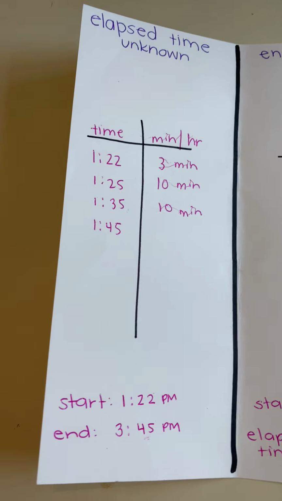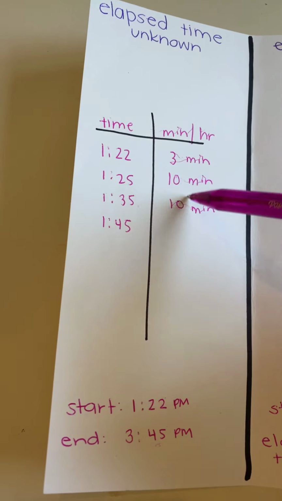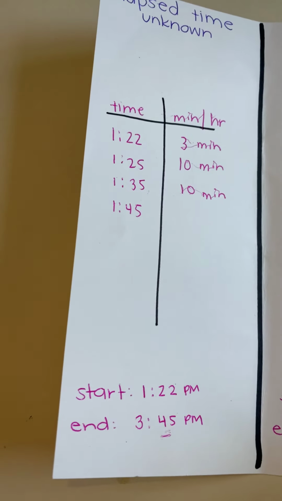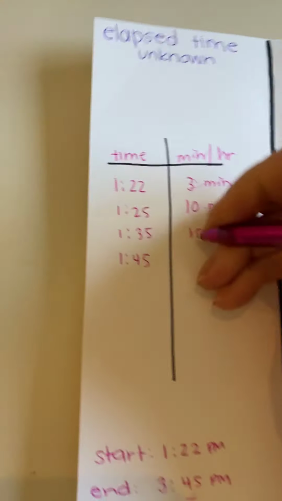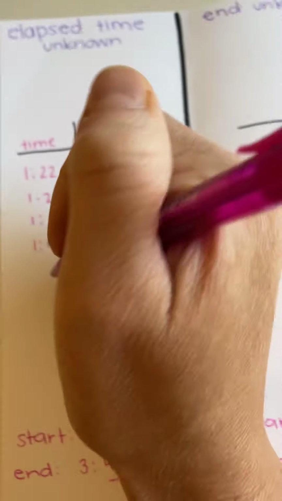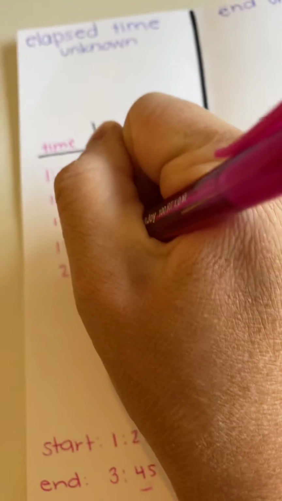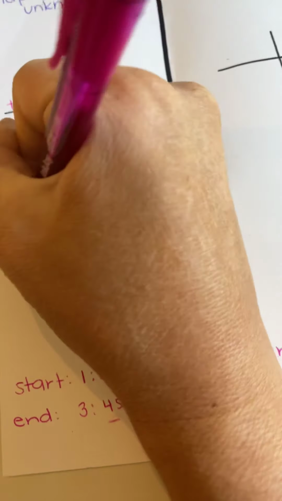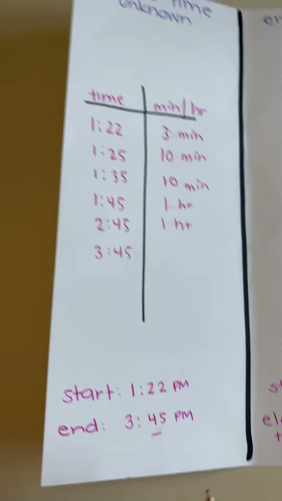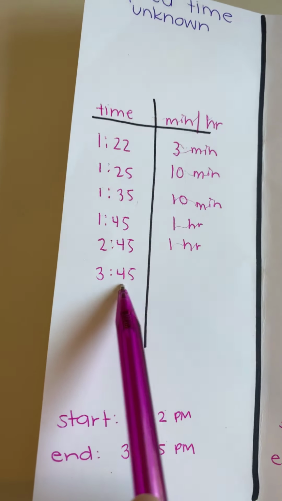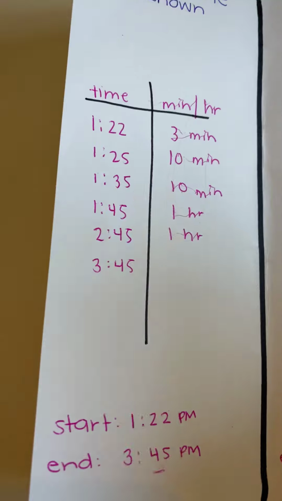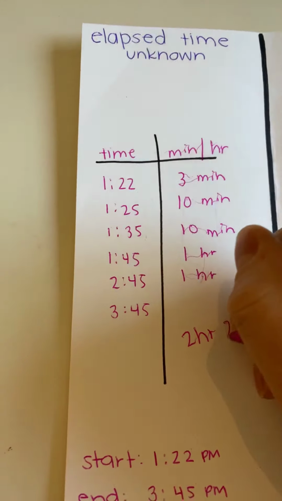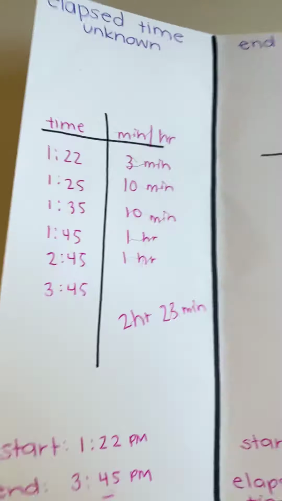Make sure you have that, because now I have done this here to get me where I needed to get here in the 45 minutes. So now my minutes match, and I can move on to hours. So I'm at 1:45. 1:45 plus 1 hour would be 2:45. And 2:45 plus 1 more hour would be 3:45. My end time now matches where I'm at. And so I just have to calculate how much time has passed. So 2 hours and 23 minutes. 2 hours, 23 minutes is our elapsed time.